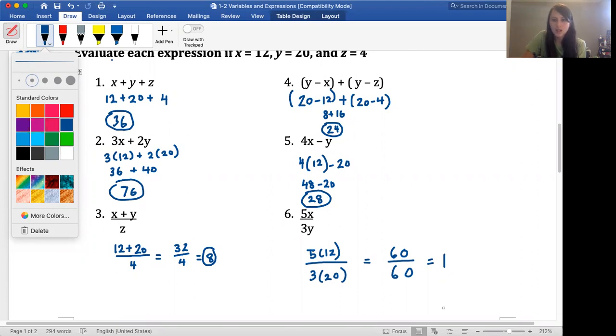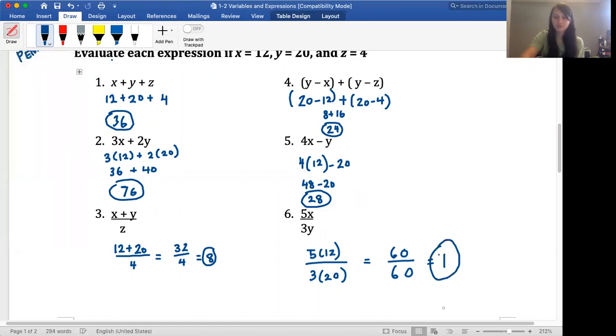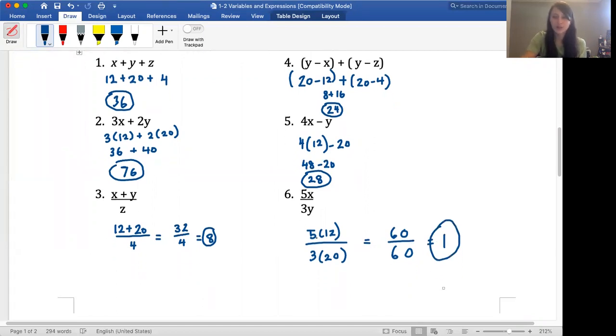Notice how here, when I multiplied them all out, 5 times 12 is 60, 3 times 20 is 60. 60 over 60, when I divide that, that becomes 1. Or if I have any number over itself as a fraction, the answer is 1. So make sure you simplify that if you can.